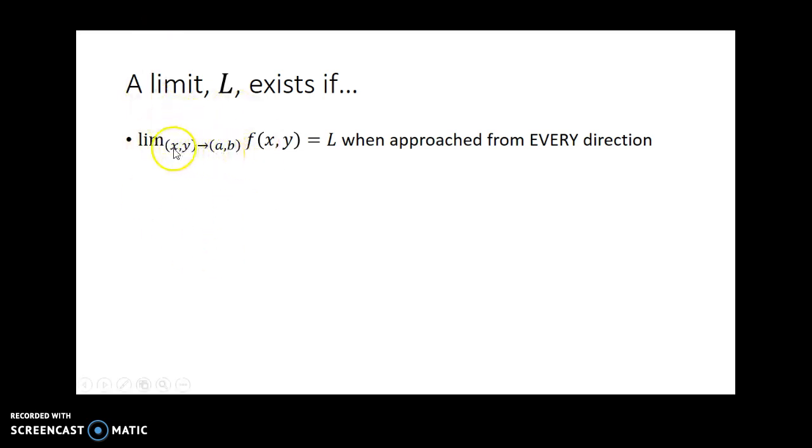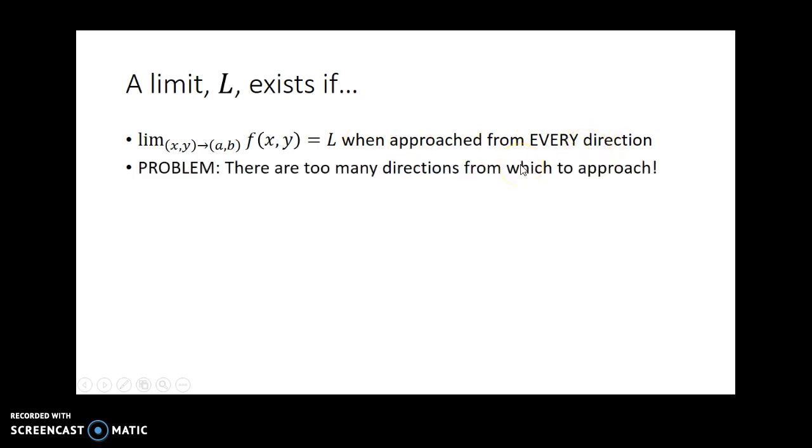this is really implying when x and y are approaching a certain ordered pair, that the z value that we get is constant. It's the same value when approached from every direction. The challenge, though, is there are too many directions from which to approach.